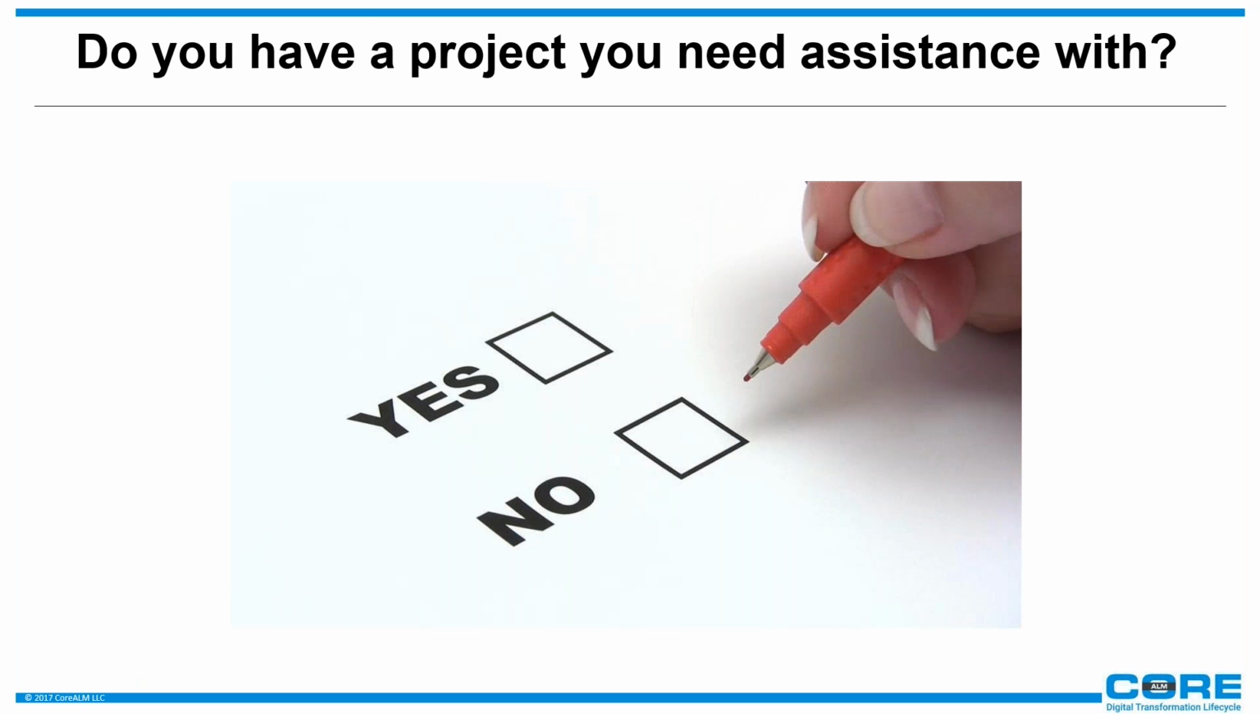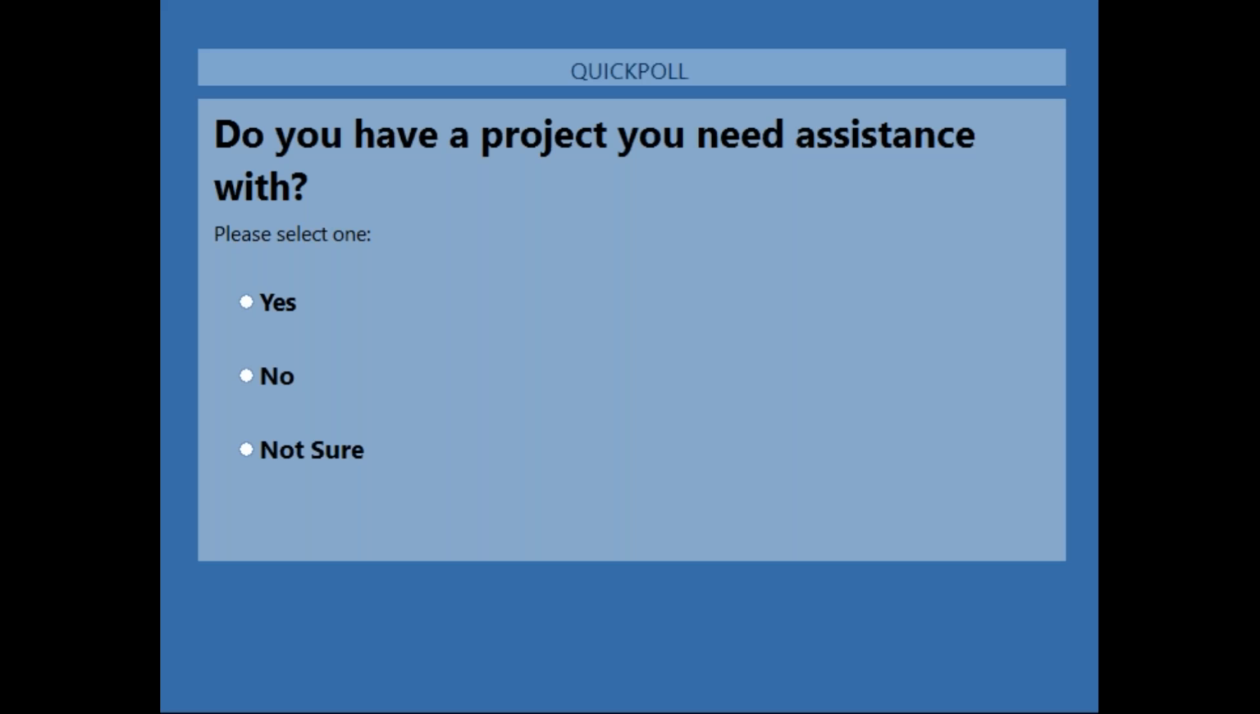With that being said, we're going to jump right into our first poll question. Our first poll question is, do you have a project you need assistance with? What this does is help us understand your needs a little better. So if you could please take the time and answer this, it would be great. If it is something that you need assistance with, we'll reach out to you sometime early next week and see what we can do to assist with that. But again, if you're not sure, it's okay too. I'm going to go ahead and wrap up the poll question here.